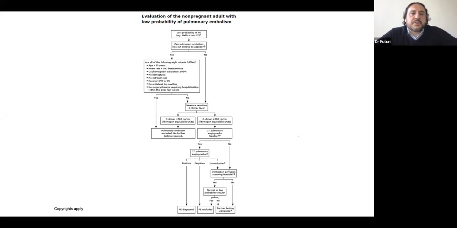If you say, well, they have some of the risk factors, not all, but they had a low probability to begin with, that's when you measure the D-dimer. And if your D-dimer is less than 500, then the patient unlikely has any type of pulmonary embolism. But if that D-dimer is high, or a pulmonary embolism cannot be ruled out based on the criteria that you see in that box there, then you should go to the next step, which is a CT pulmonary angiography. And if that is positive, then a PE is diagnosed. If it is inconclusive, then we go to other scans such as a VQ scan, which is a ventilation perfusion scan.